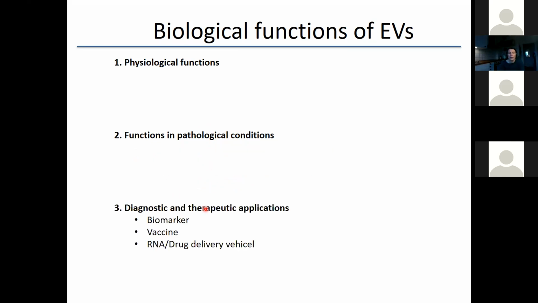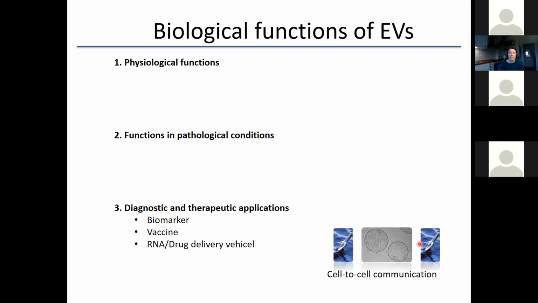And then the last thing is that since cells release them and they contain RNA and proteins and so on, they are a good biomarker candidate because they represent the diseased cells that release them. We are also interested in loading them with different molecules because they are constantly circulating in our body, so they are well tolerated. And if we can manipulate them and engineer them to contain different drugs, we can use them for that as well.